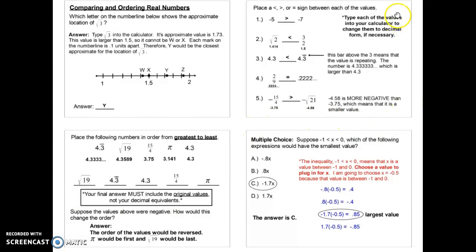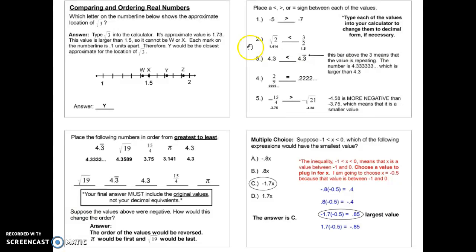Now in example number 2, we are given 5 problems where we need to decide if the values are less than, greater than, or equal to each other. Now in number 1, we have both whole numbers, so we don't need to type anything into the calculator. -5, we're comparing that to -7. Right? Now, -5, if you think about a number line, is closer to 0 on the number line than -7 is, which means that -5 is greater than -7.